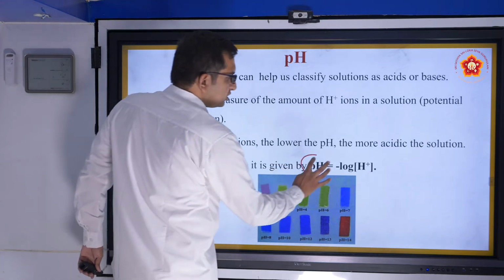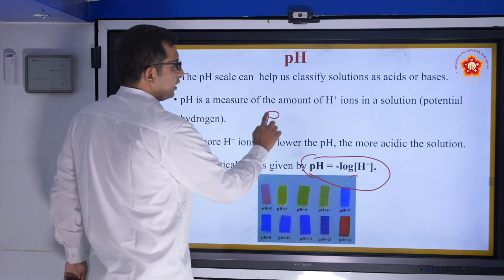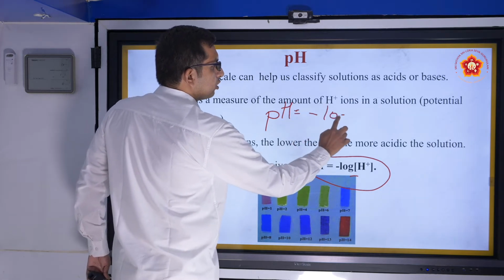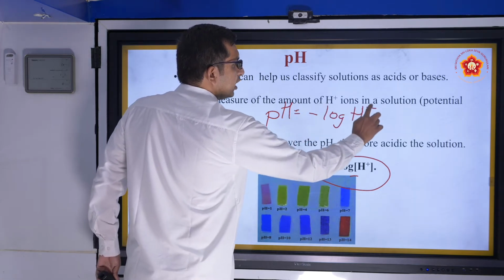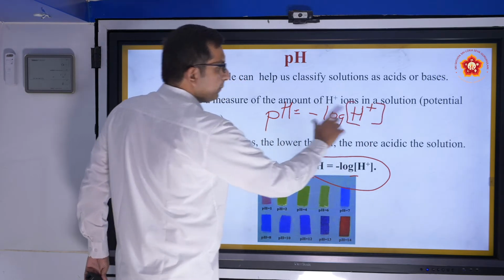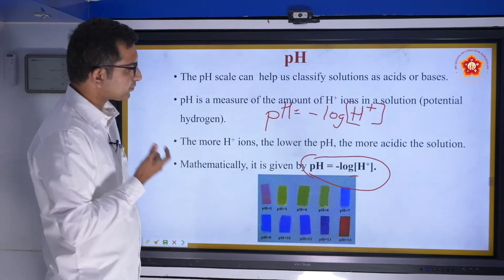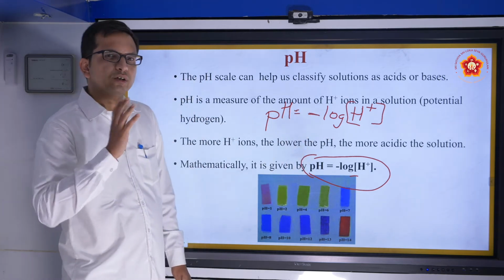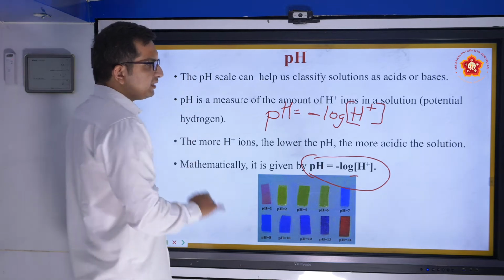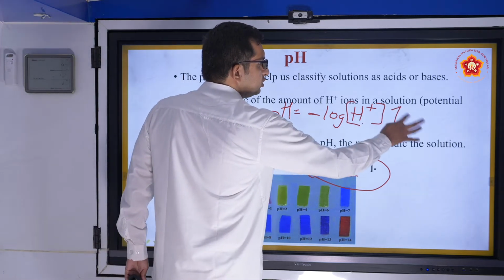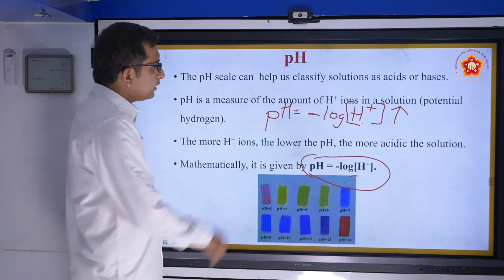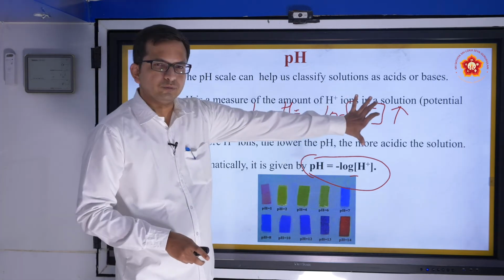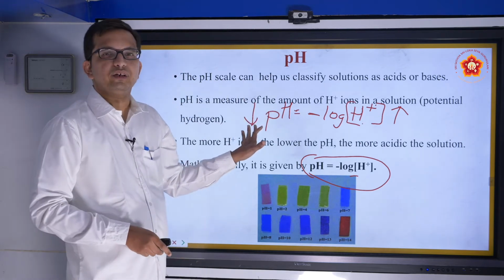So pH, power of hydrogen, is given by a mathematical formula: it is the negative logarithm of H+ ion concentration. The square bracket indicates concentration, and it is a negative logarithm. Now what does this negative logarithm mean? It means that if the concentration of H+ is more, the pH value decreases. Please understand this: if H+ is more, the pH value decreases.